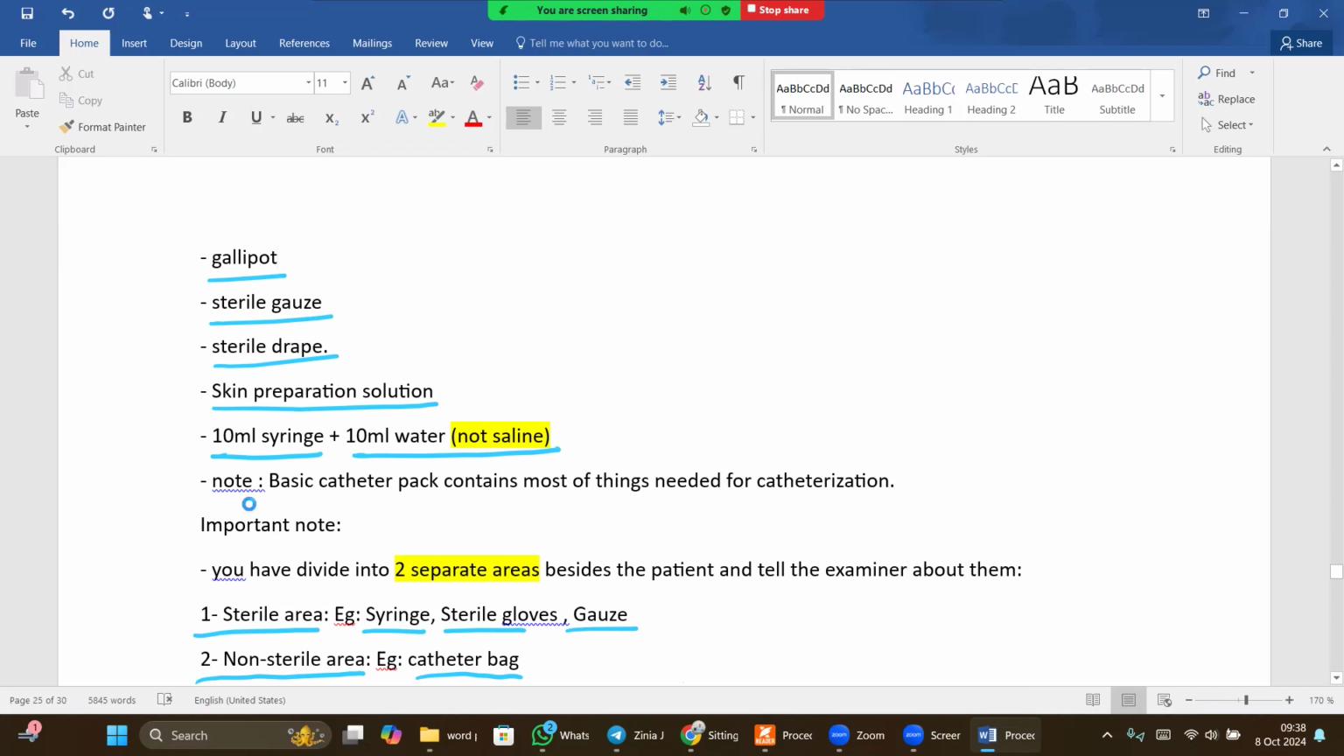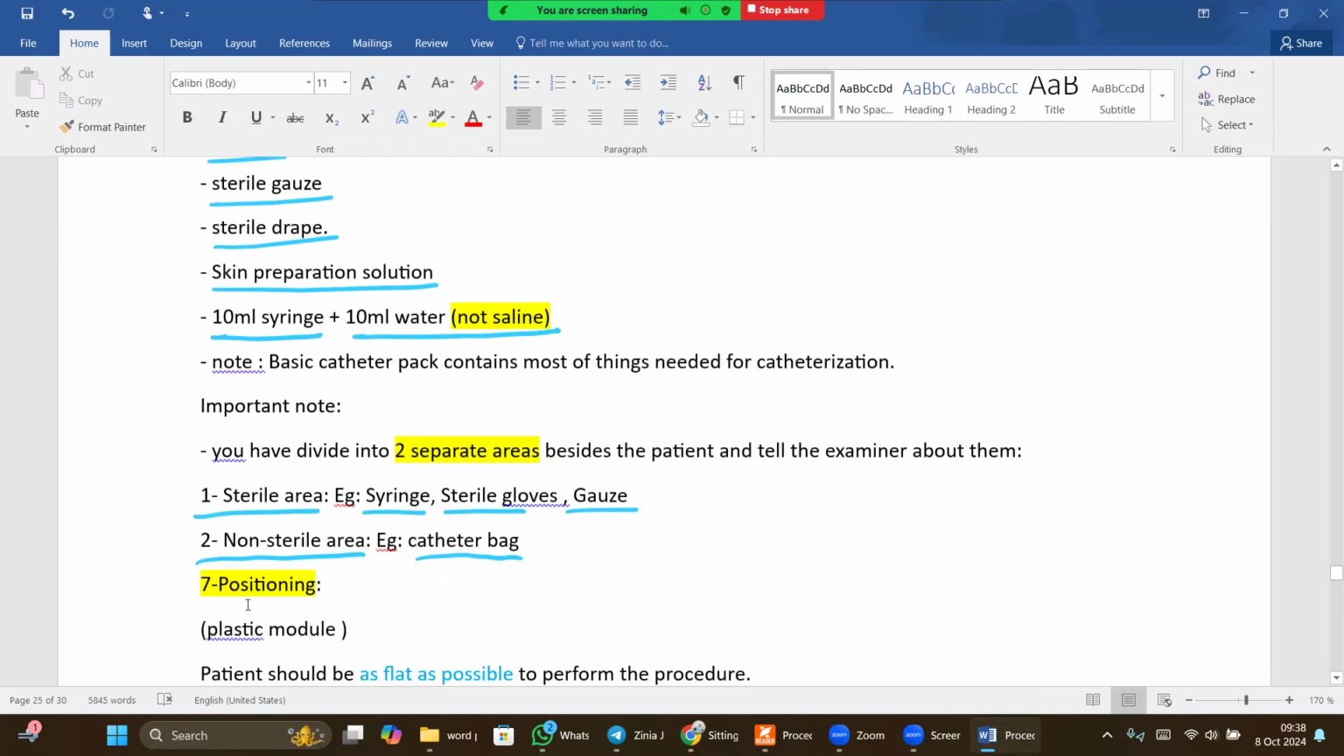Basic catheter pack contains most of the things. You have to divide into two separate areas beside the patient and tell the examiner about them. So this is my sterile area. Sterile area will contain syringe, sterile gloves, gauze, and non-sterile area, catheter bag, etc.